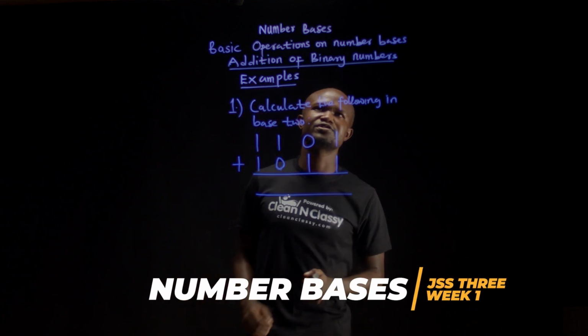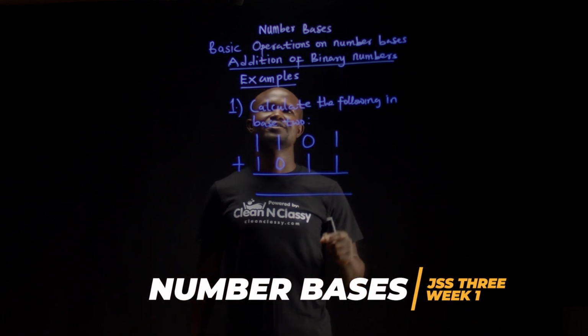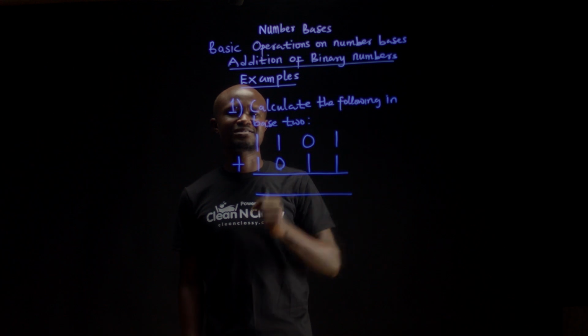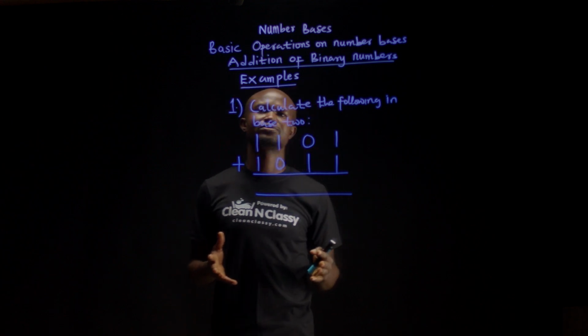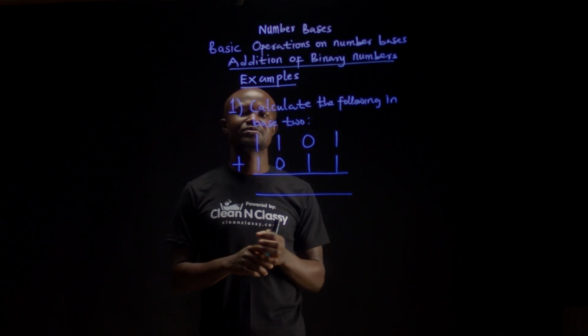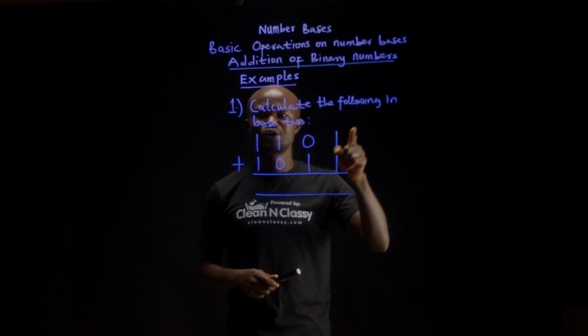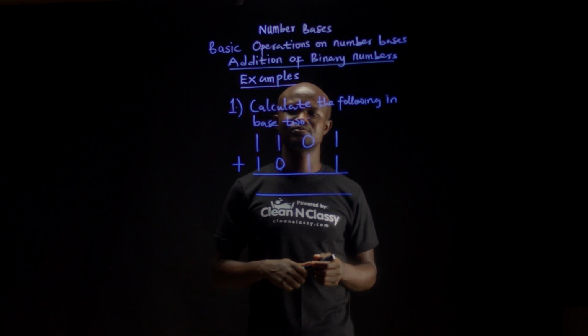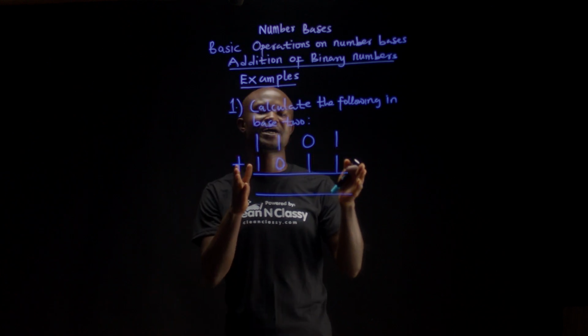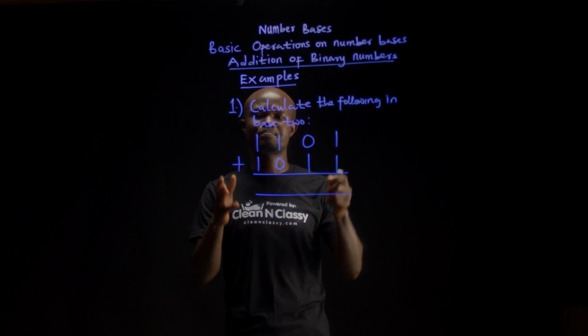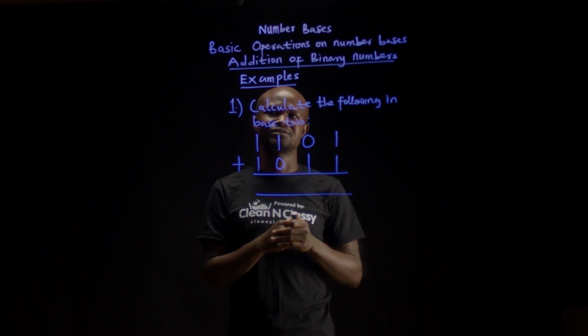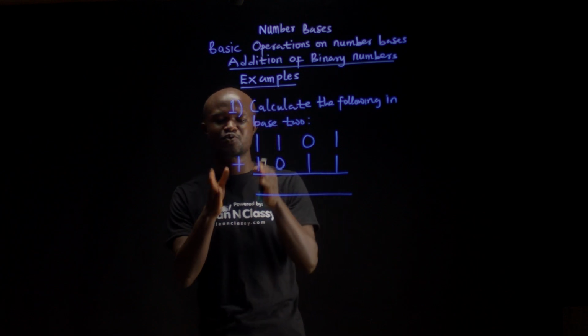Basic operations on number bases. Addition of binary numbers. Now we are going to take some examples. The first question here: calculate the following in base 2. That is, these numbers are in binary already. We are asked to perform this operation. And this operation has to do with what?